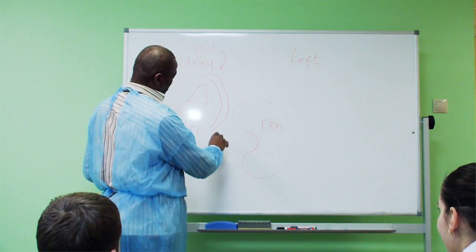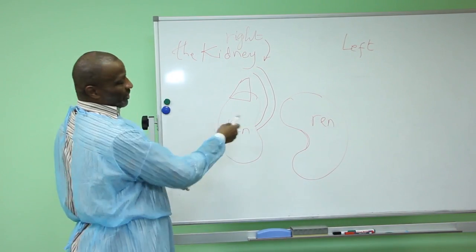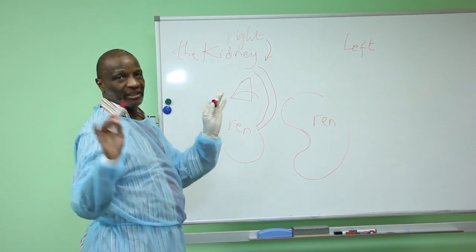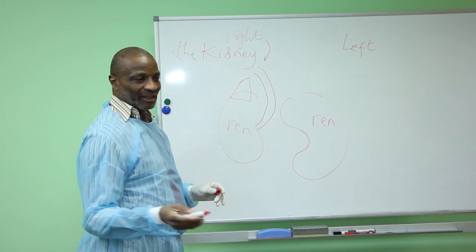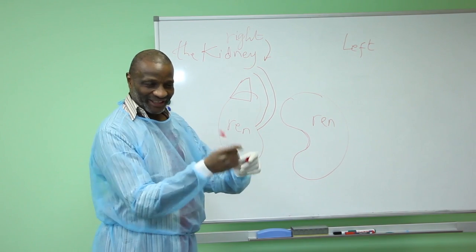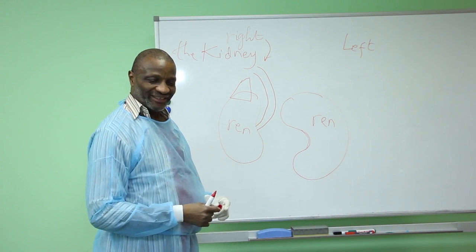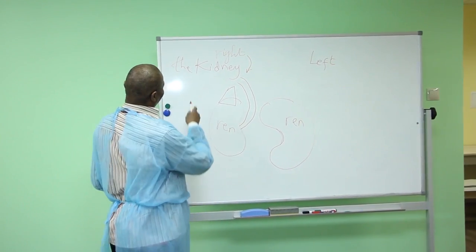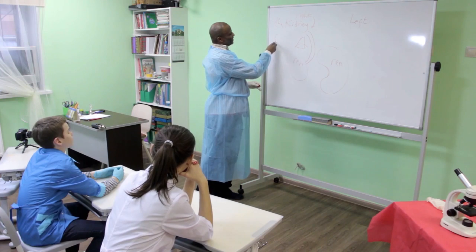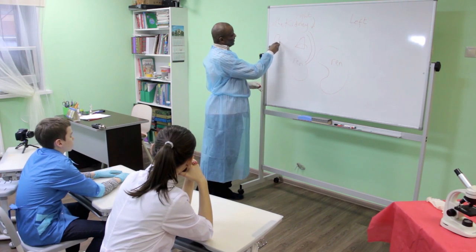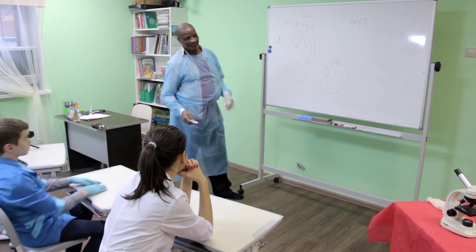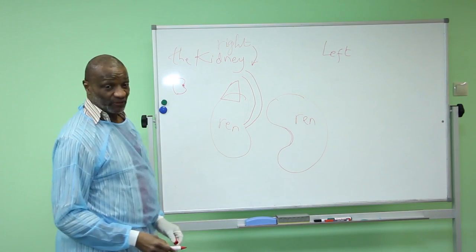What's also important here in the kidney? The kidney is like a bean, you know, a bean. You eat beans. So generally a bean is almost like that, and this is just like the shape of that.